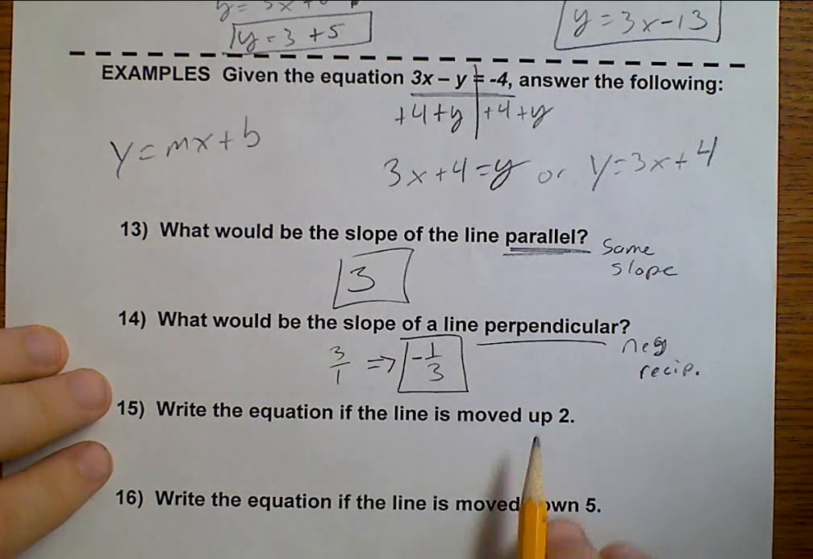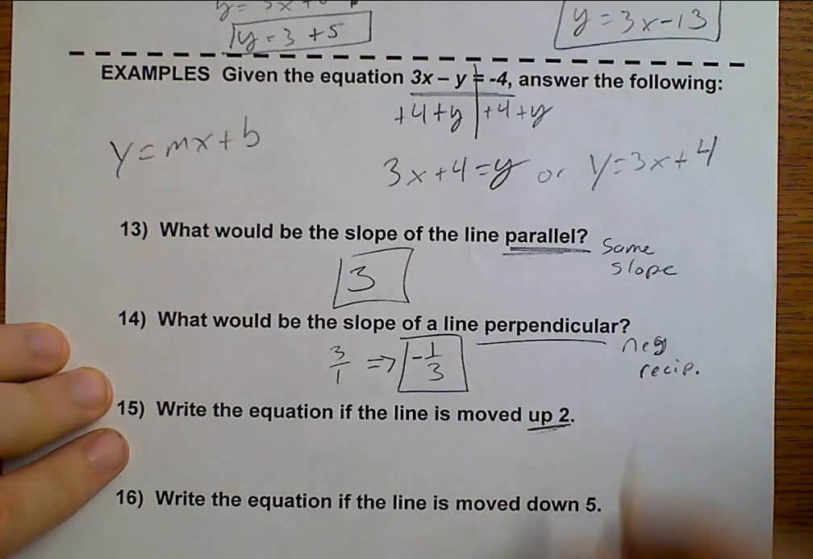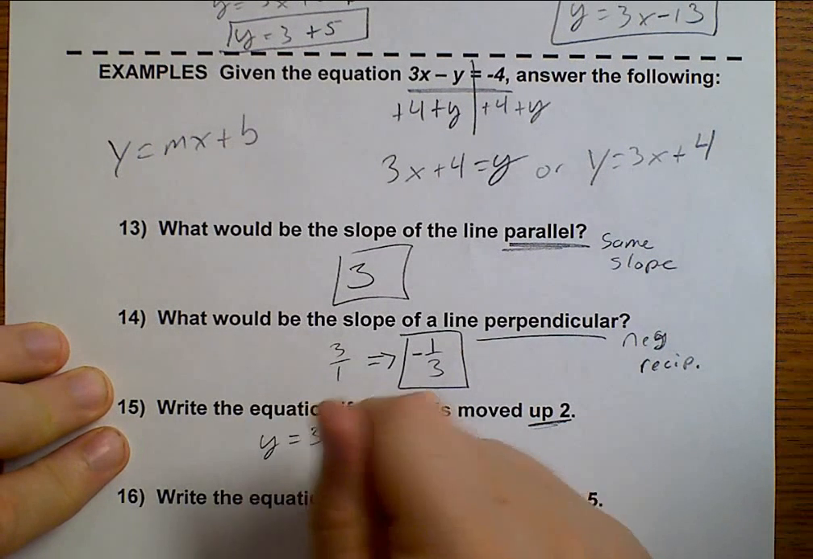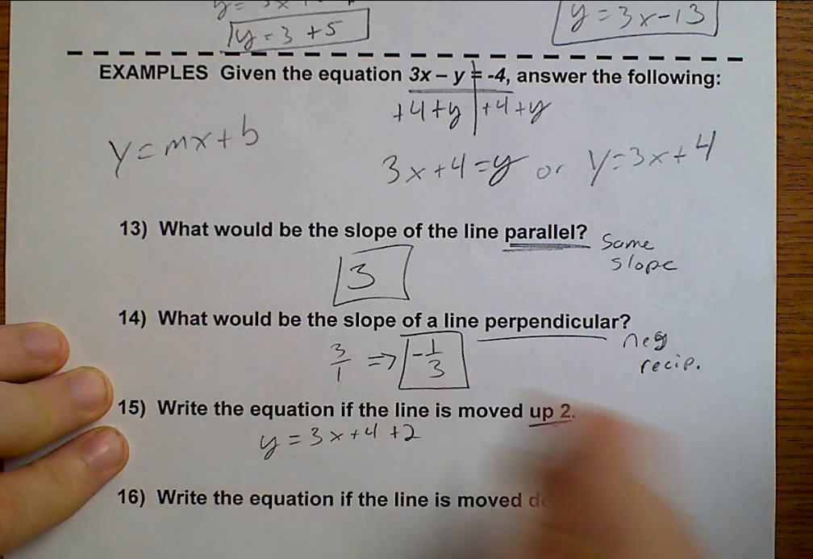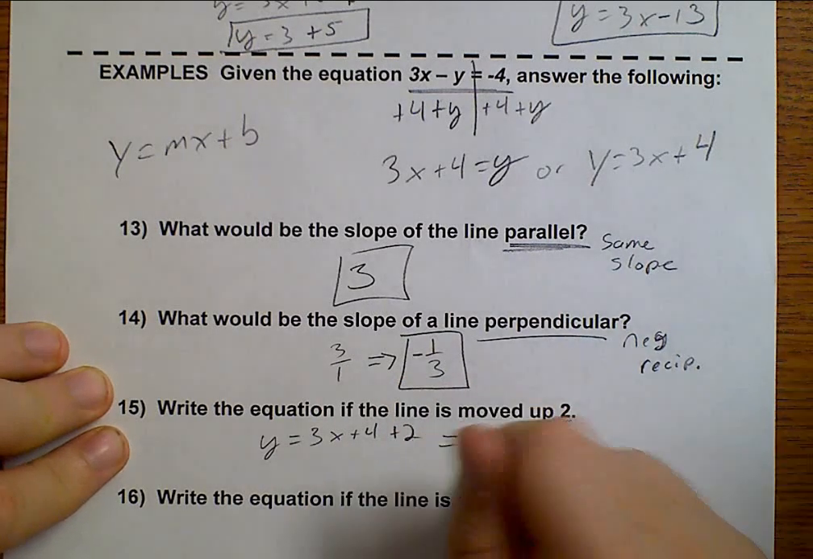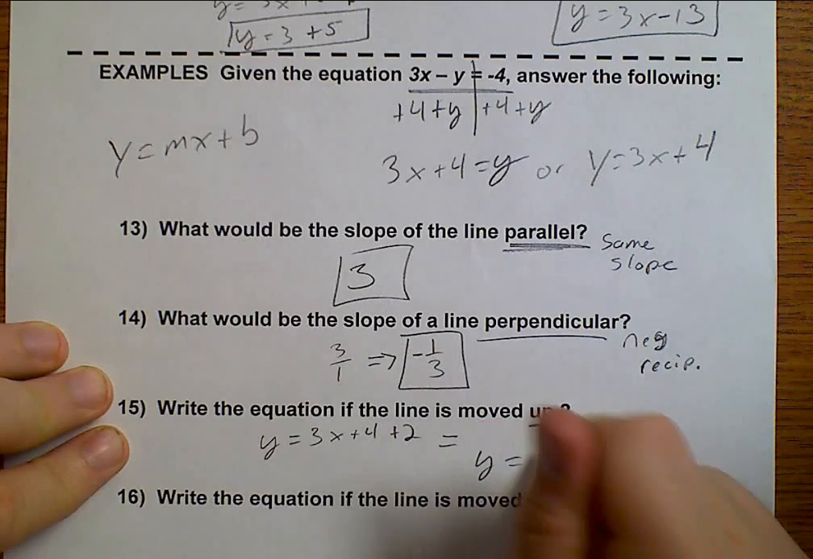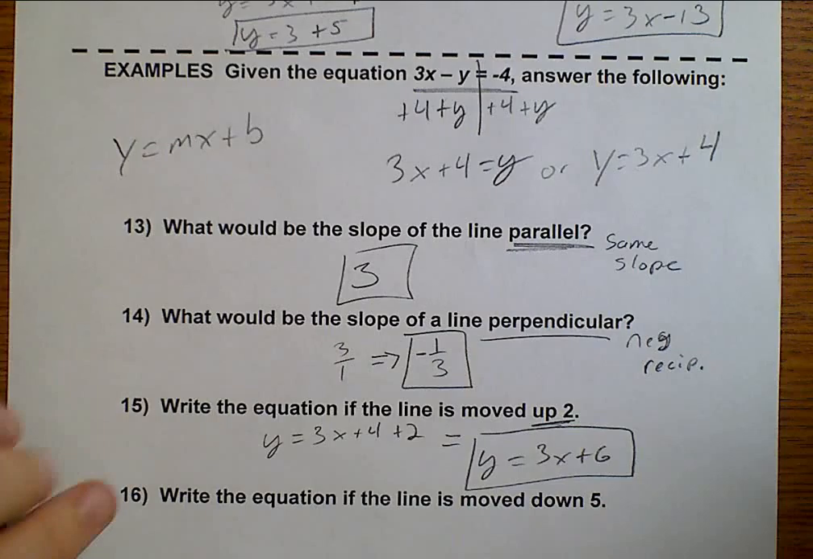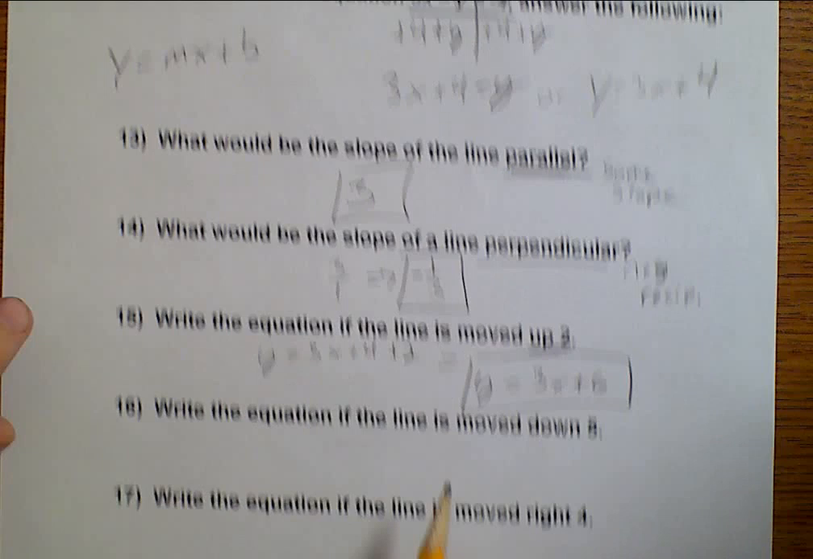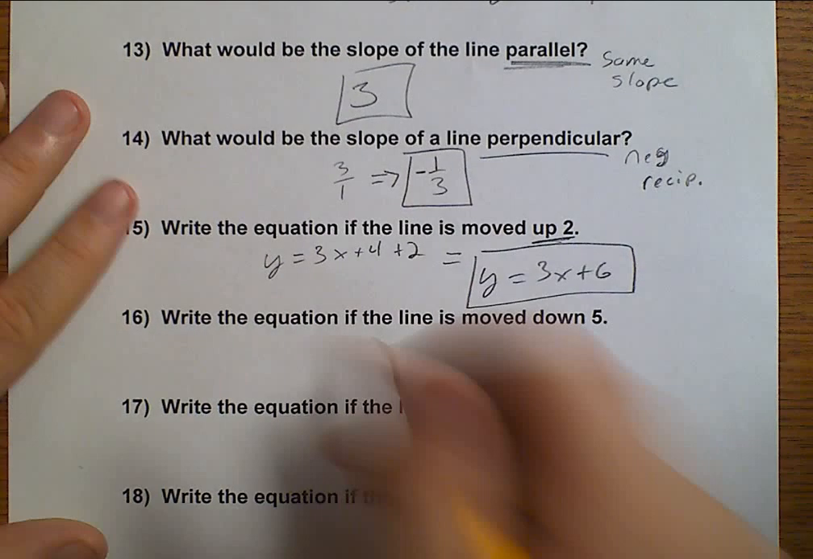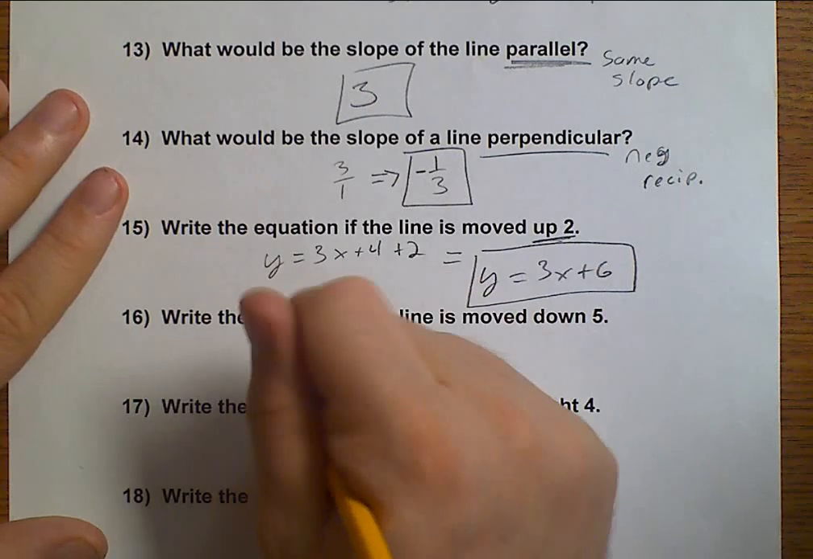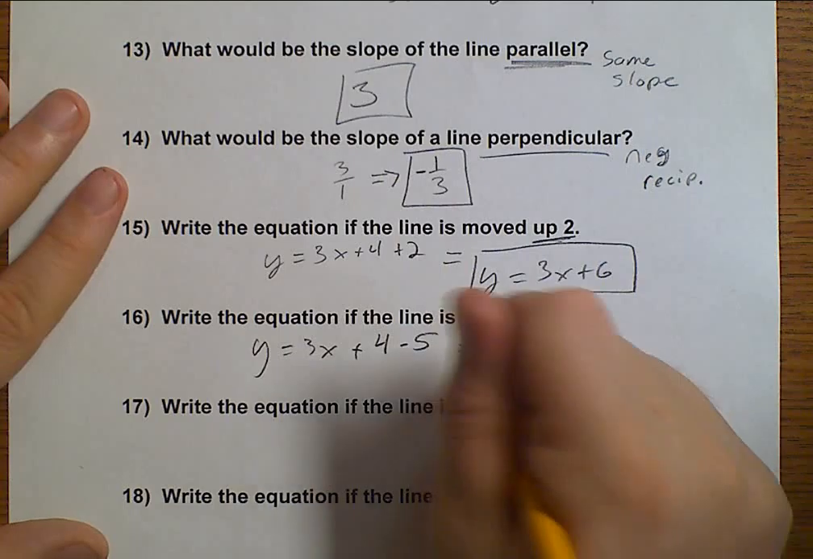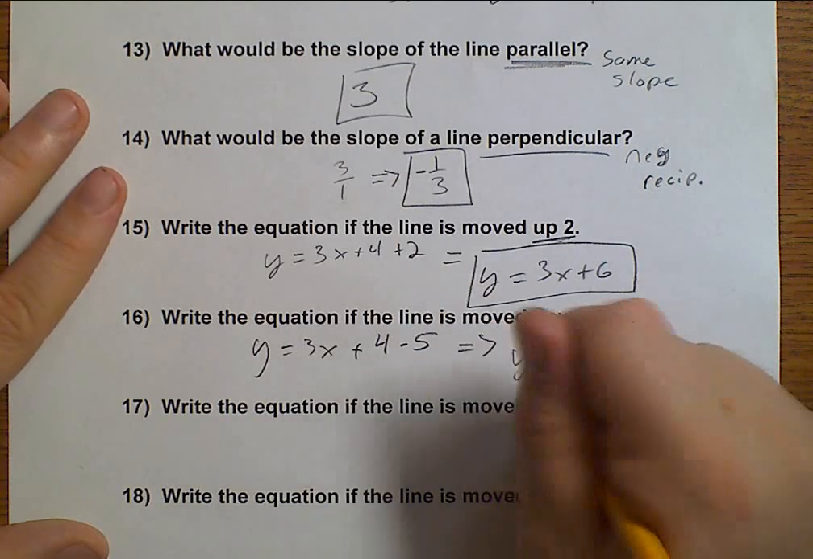Now what happens if we move it up 2? Well, y equals 3x plus 4 plus 2, which means that y equals 3x plus 6. If we move it down 5, y equals 3x plus 4 minus 5, which turns into y equals 3x minus 1.